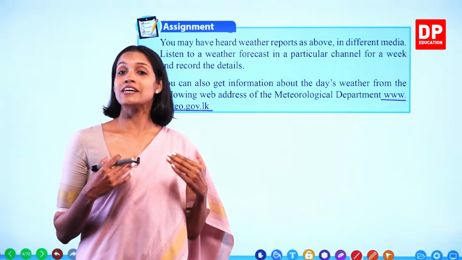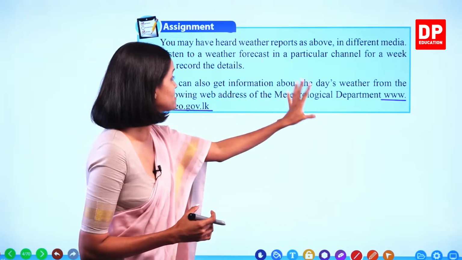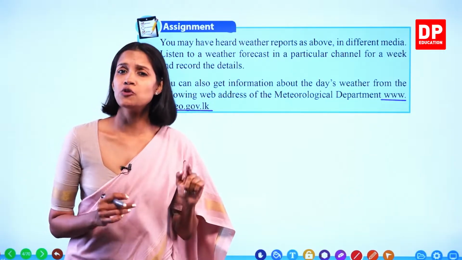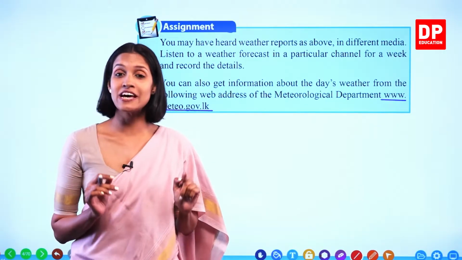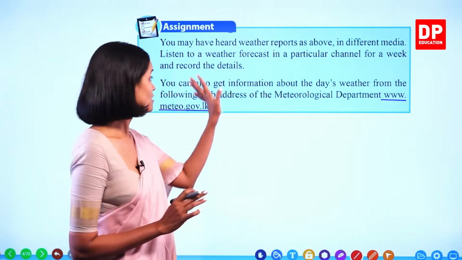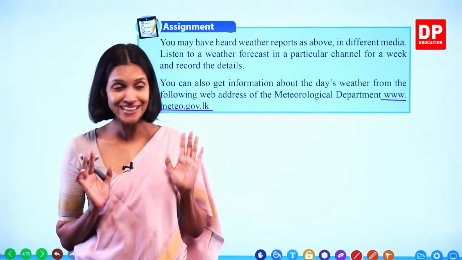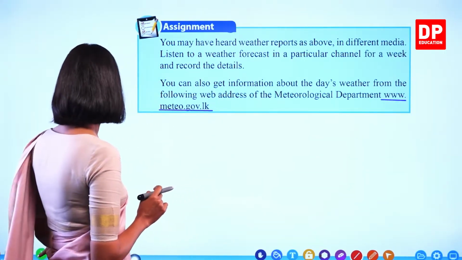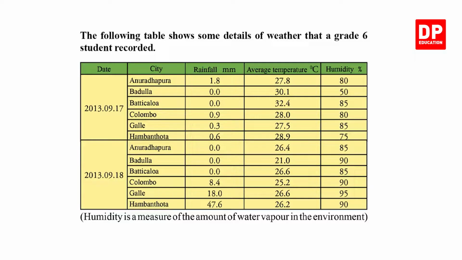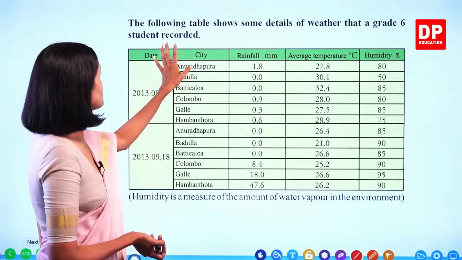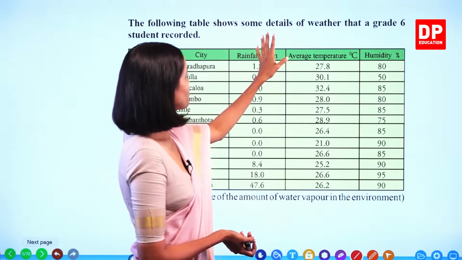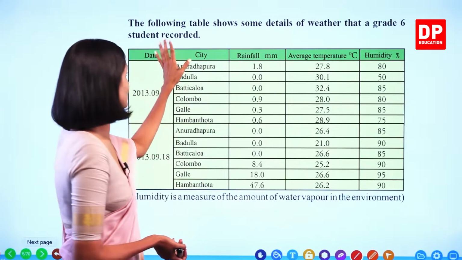So you saw what are the steps to follow that to visit that website, and I hope you all will visit that website and get information on the weather report for today. Okay? Right. We'll move on to the next. Look at this one, children. The following table shows some details of weather that a grade 6 student recorded.